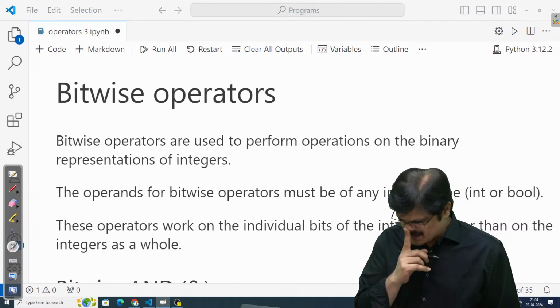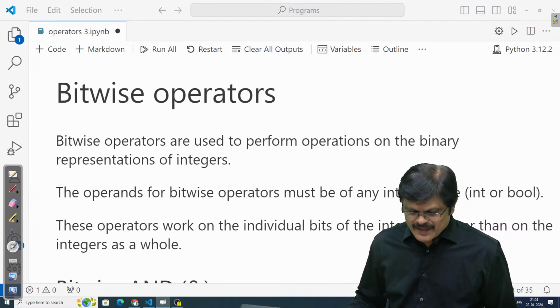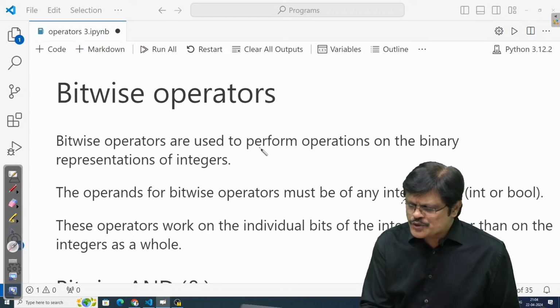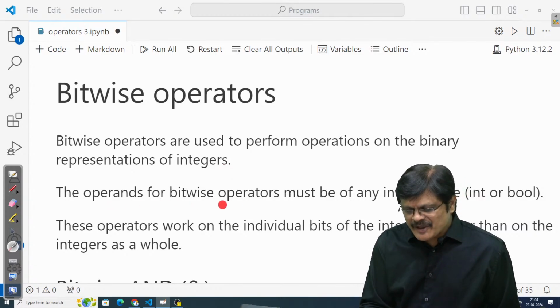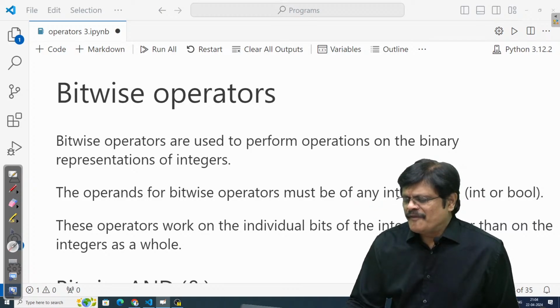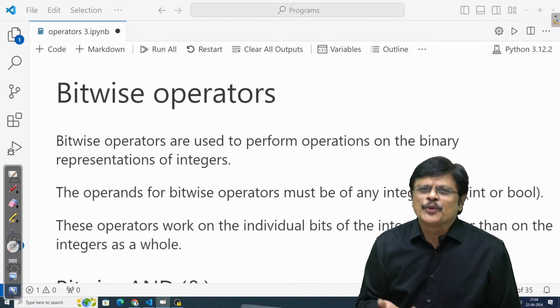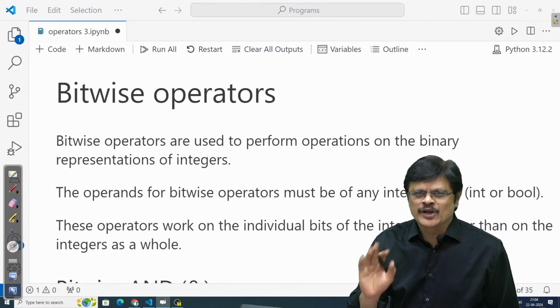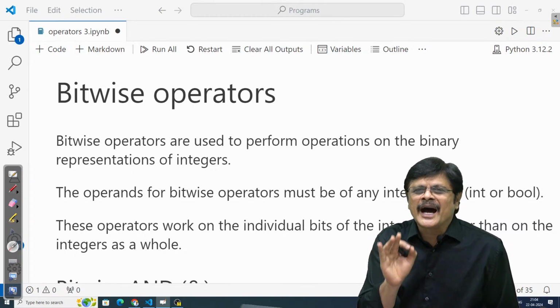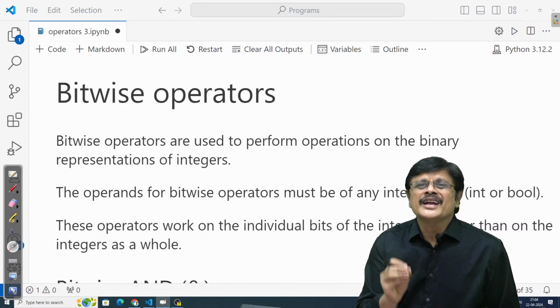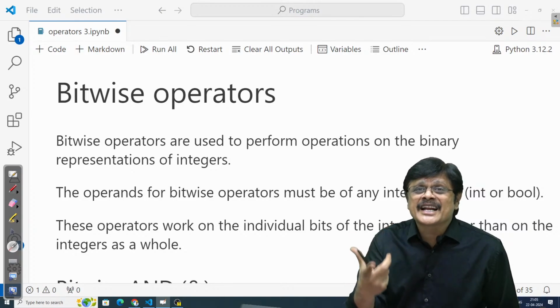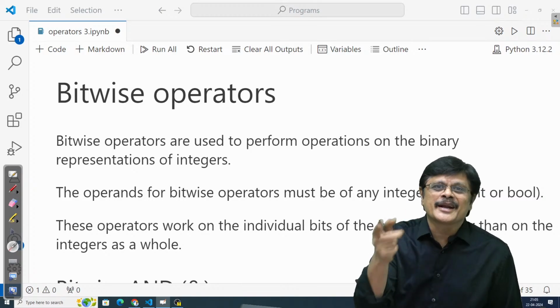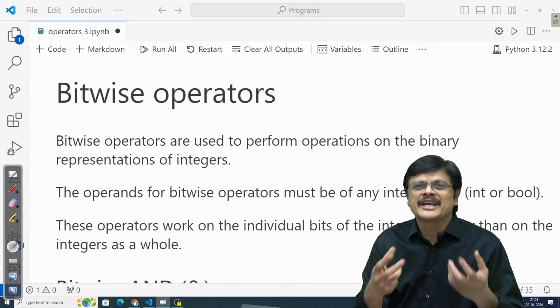So let us start with bitwise operators. The bitwise operators are used to perform operations on the binary representation of integers. The operands for bitwise operators must be of integer type. You can use integer or bool, because bool can also be converted to integer type. So we can only apply these bitwise operators on integer type. They are not actually applied on the integer representation, but on the binary representation of the given integers.